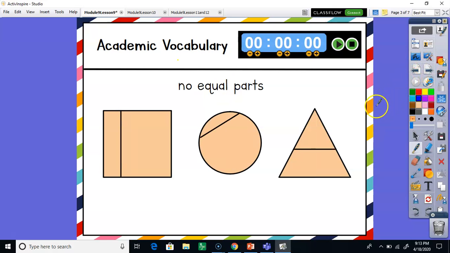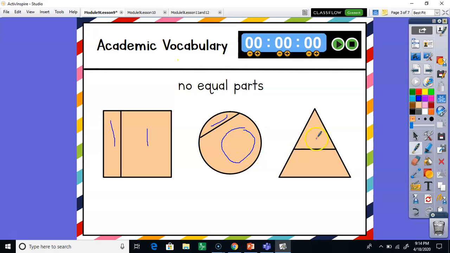I also want you to think of what not equal parts looks like. Yes, this square is divided into two parts, but it's not equal. This side is much smaller than this side. If you look at this circle in the center, this little piece is much, much smaller than this side over here. So yes, it's divided into two parts, but they are not equal.